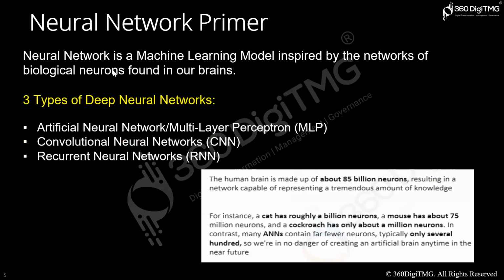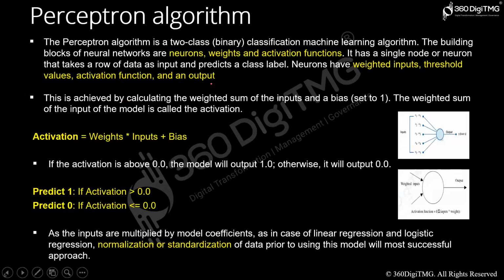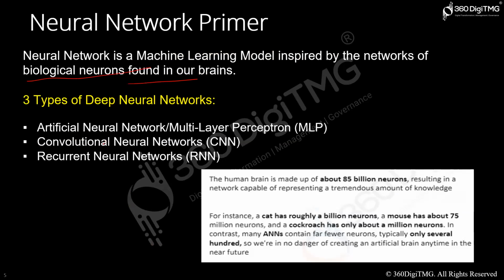So, neural network primer. A neural network is a machine learning model inspired by the networks of biological neurons found in our brain. So we have three types of deep neural networks. First one is artificial neural network, multi-layered perceptron, convolution neural network, and recurrent neural network.